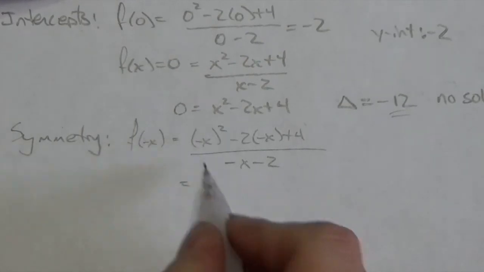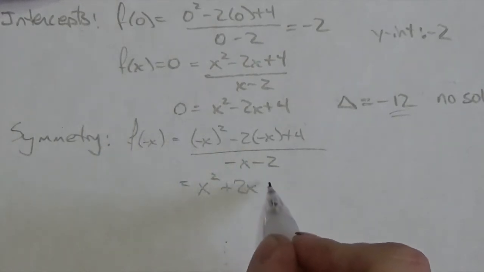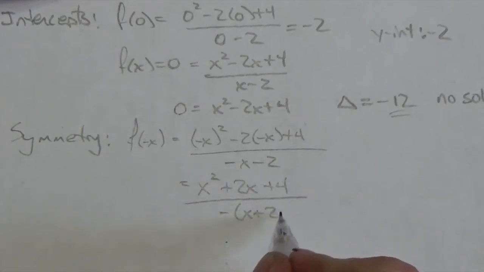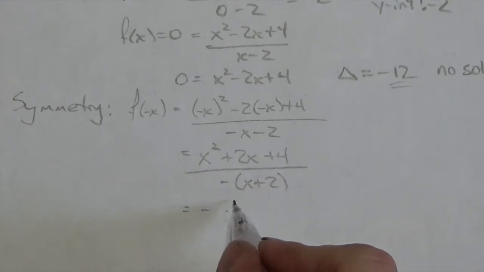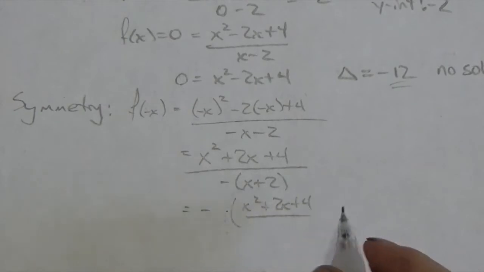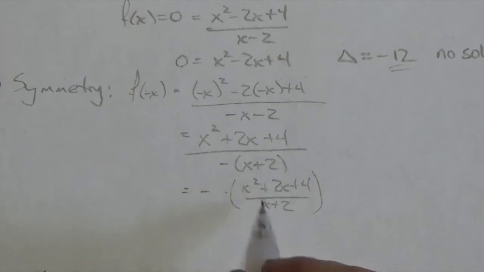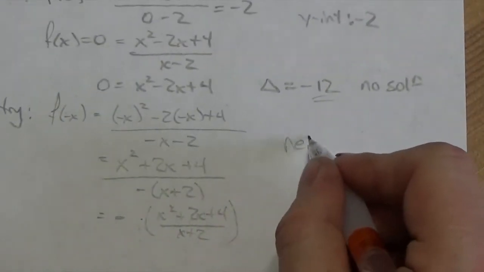The negative here disappears because of the square. This becomes positive 2x. 4 doesn't change, and then I can factor a negative out of the denominator. So that the whole thing, I can take that negative out of the whole thing, and make that (x squared plus 2x plus 4) over (x plus 2). But that's not the original. So it's not odd. And the negative didn't disappear, so it's not even. So this is neither odd nor even.